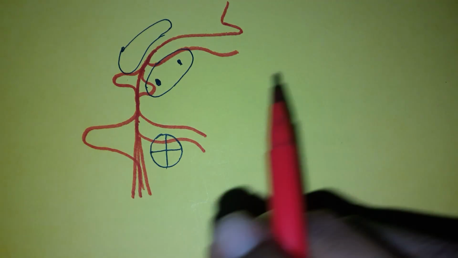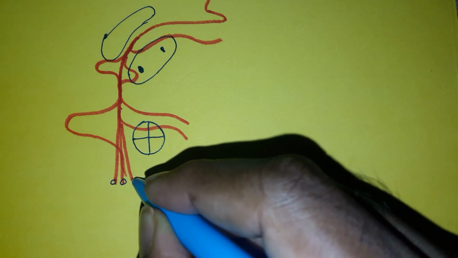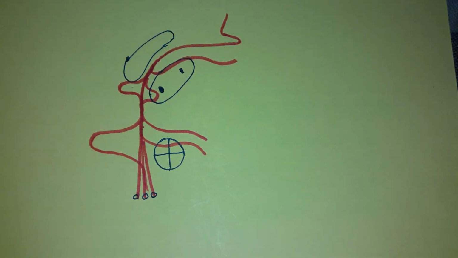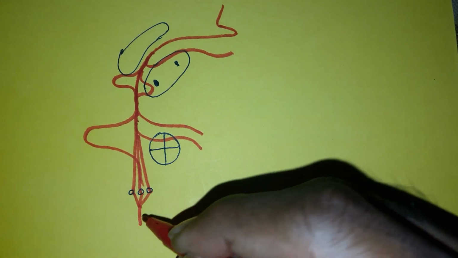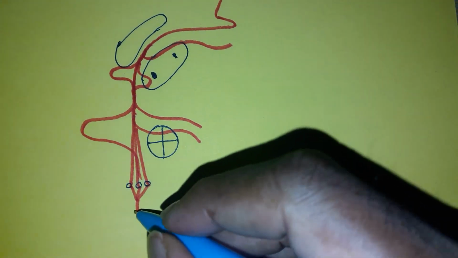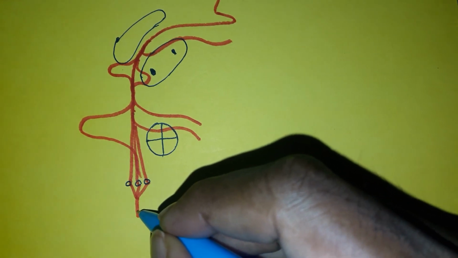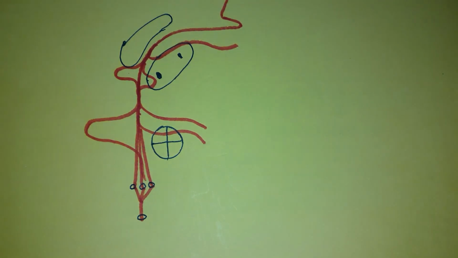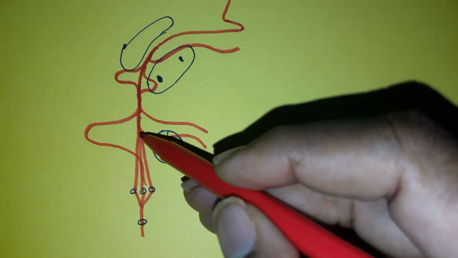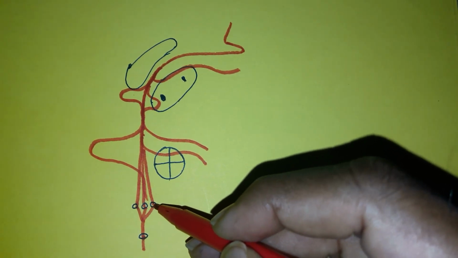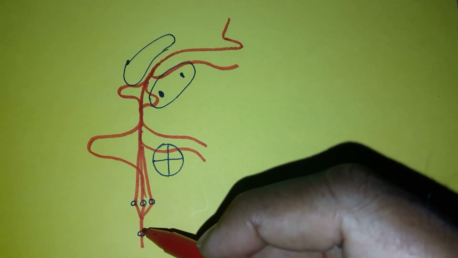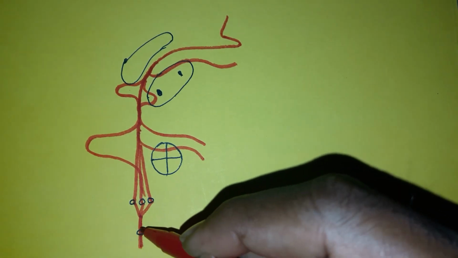Bifurcation and trifurcation. All the three may go in separate stylomastoid foramens, or again they meet together, bifurcation or trifurcation. They meet together and the final thicker part goes out of the stylomastoid foramen. So the last variation is bifurcation or trifurcation. They may leave the mastoid in separate stylomastoid foramens, or they meet and the thicker part goes through the stylomastoid foramen.